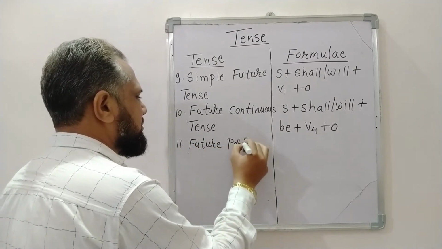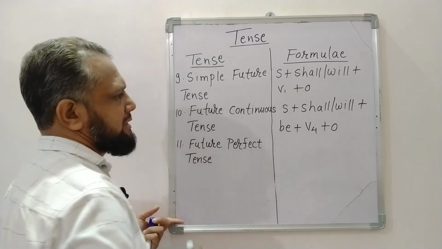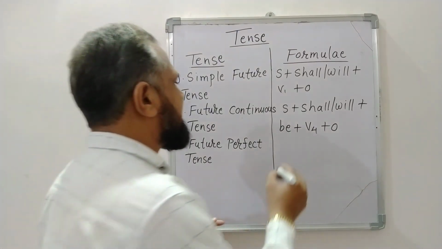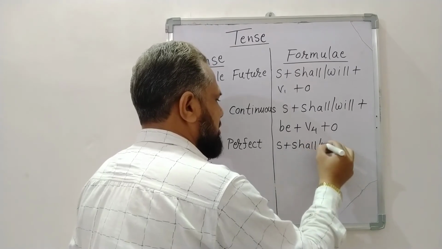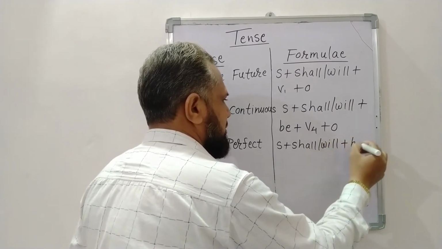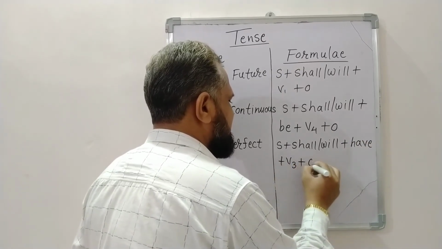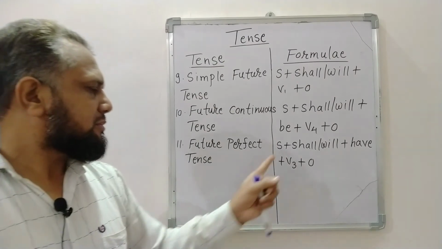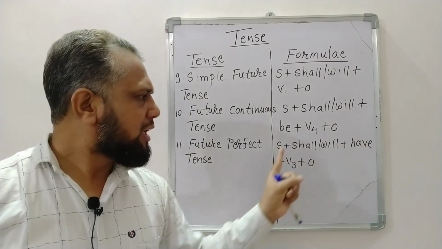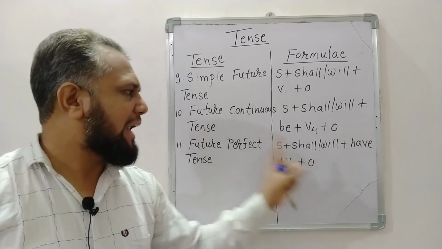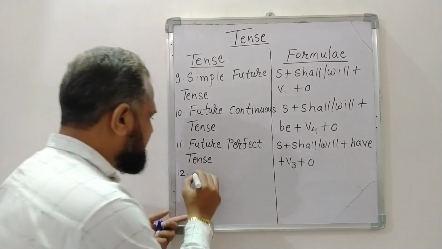The next is future perfect tense, and the formula of future perfect tense is subject plus shall or will plus have plus V3 plus object. Means subject, thereafter either shall or will, then have, then the third form of verb, that is V3, and in the last object.